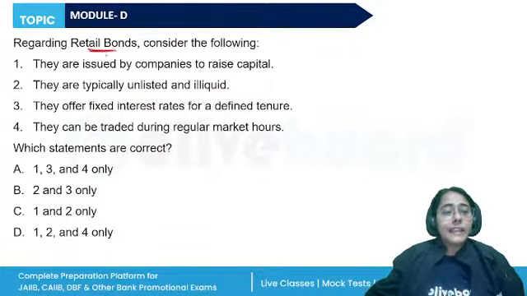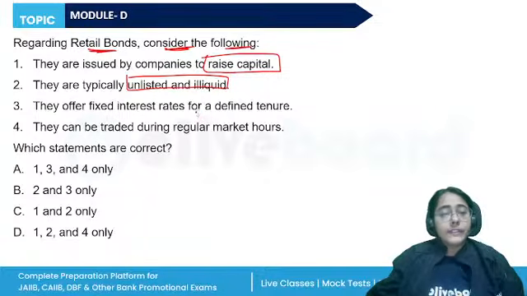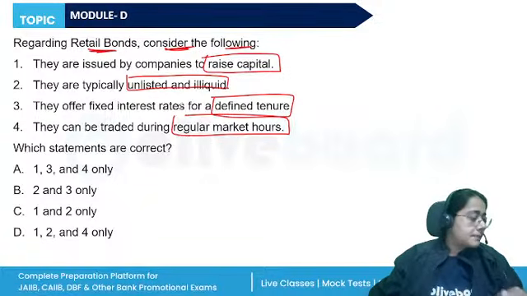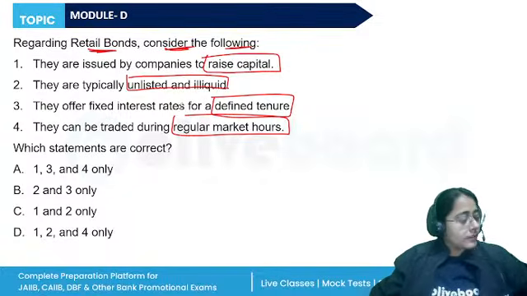Regarding the retail bonds, consider the following statements. They are issued by companies to raise capital. They're typically unlisted and illiquid. They offer a fixed interest rate for a defined tenor. They can be traded during regular market hours. Which of the following statements are correct about the retail bonds? The fourth category of bonds: retail bonds.